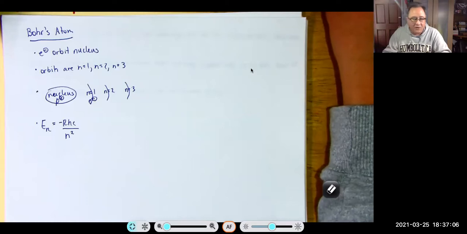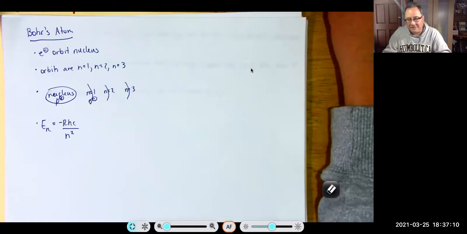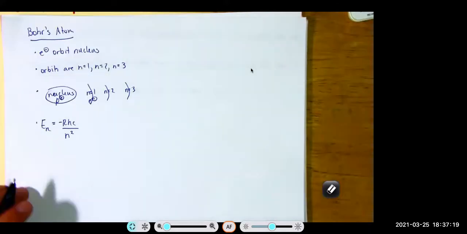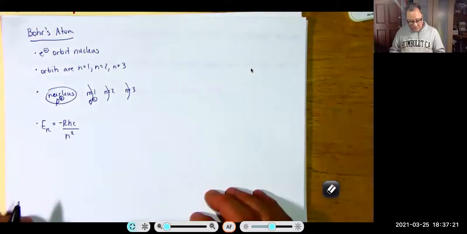So I think one of the problems with Bohr's atom is it's a flat atom. And I don't think we think of atoms as being flat, do we? We think of them being as spherical. Mm-hmm. Okay, so these are some of the things about Bohr's atom that you want to know.